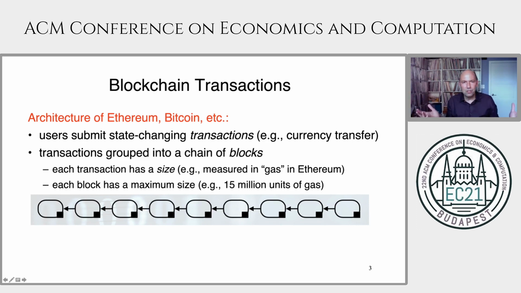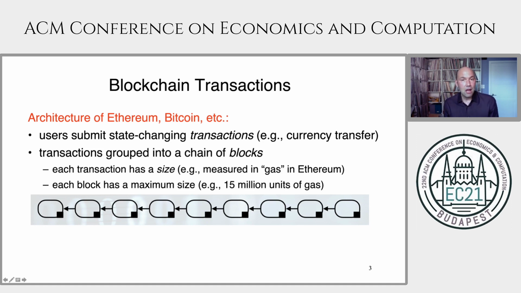So why call it a blockchain? Well, transactions aren't published one by one. Rather, they're grouped into what are known as blocks. And blocks are published one by one. So first of all, blocks only come along every so often. In Bitcoin, you expect one block every 10 minutes or so. In Ethereum, you expect one block every 13 seconds or so.